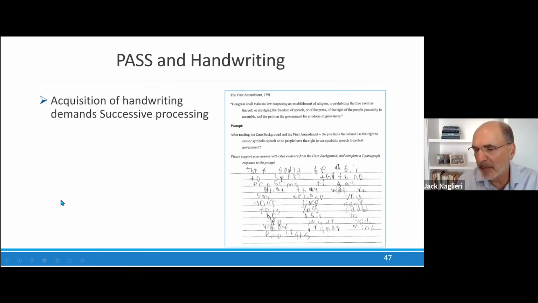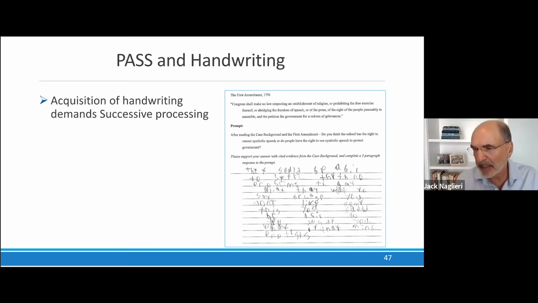So when my colleague Kathleen Kryza and I were doing our week-long seminar for the Learning in the Brain last year, there were some folks in the audience who had a case. This was a high school boy whose handwriting was atrocious, as you can see in this picture. And they asked me, well, how would you explain this from PASS? And I said, well, according to Luria, the foundation of handwriting would be successive processing.